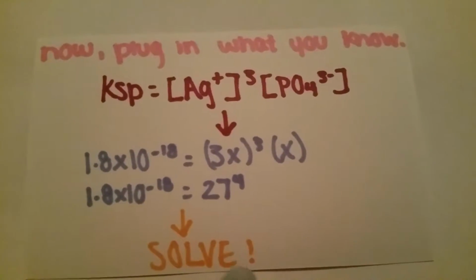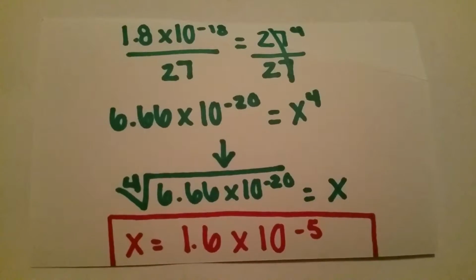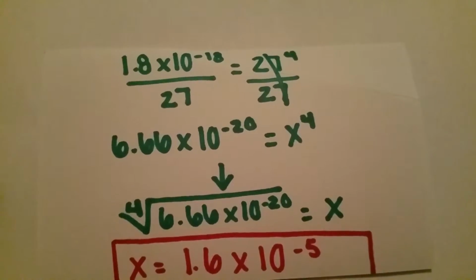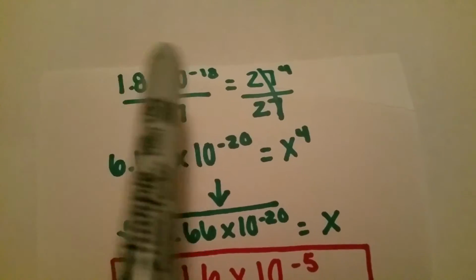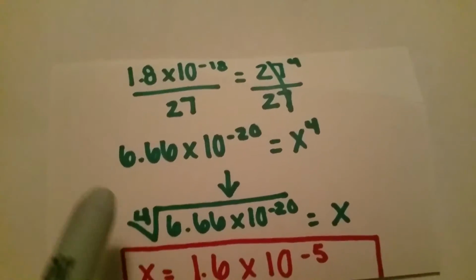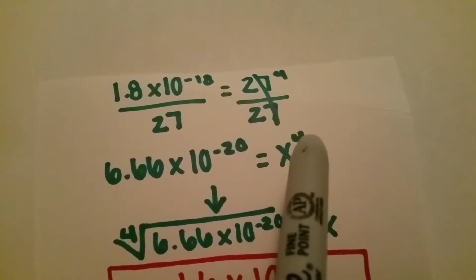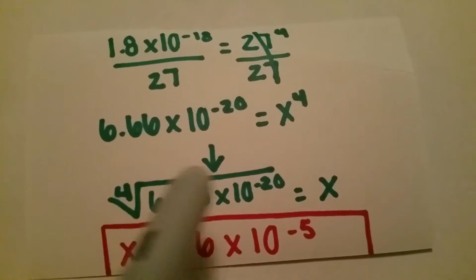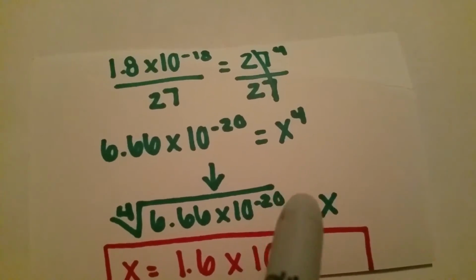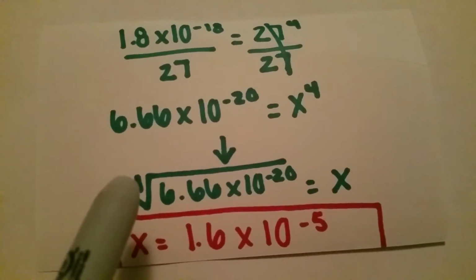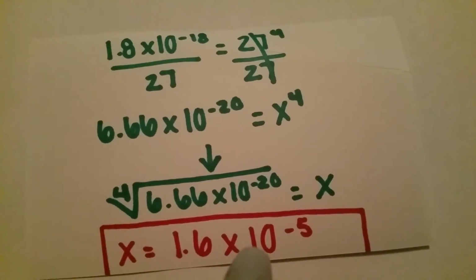Now all we have to do is solve because we have already gotten our x's out of our equation. In solving, we see that 1.8 times 10 to the negative 18 equals 27x to the fourth power. We divide both sides by 27. This gives us 6.66 times 10 to the negative 20 is equal to x to the power of 4. We would take the fourth root of this, and that would give us our x. So 6.66 times 10 to the negative 20 to the one-fourth power would equal x, so x equals 1.6 times 10 to the negative 5.